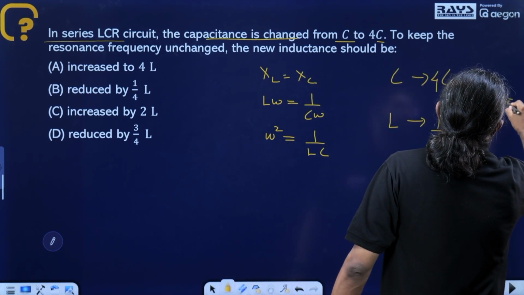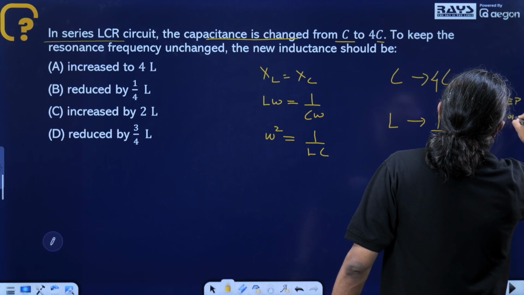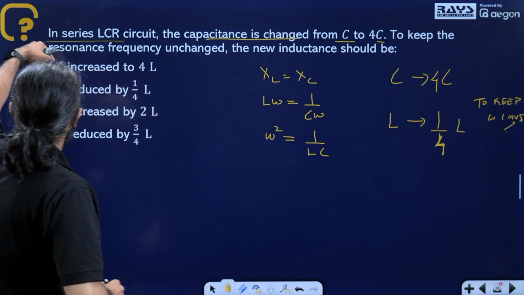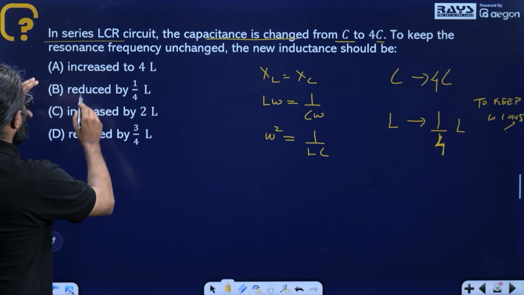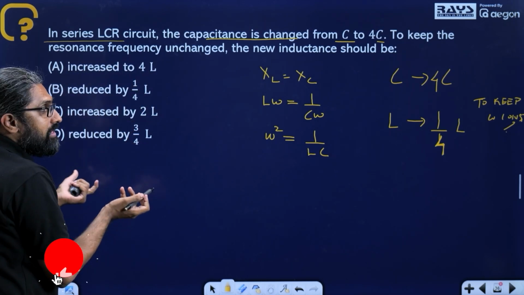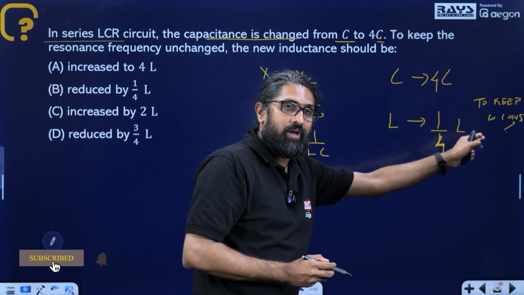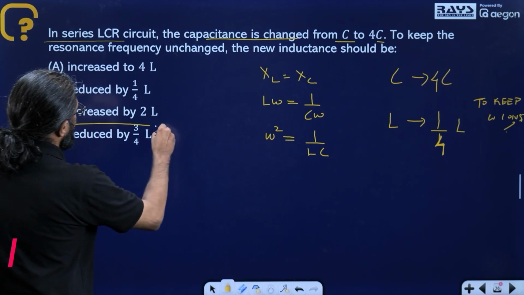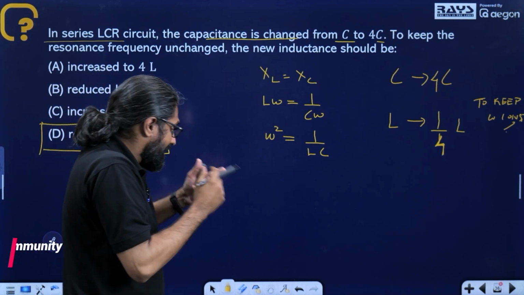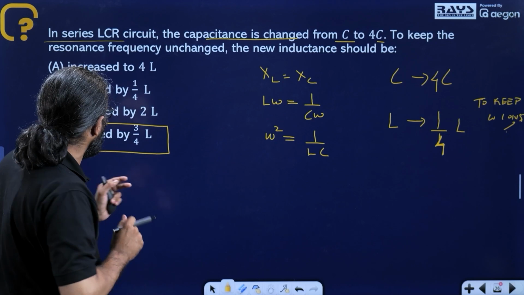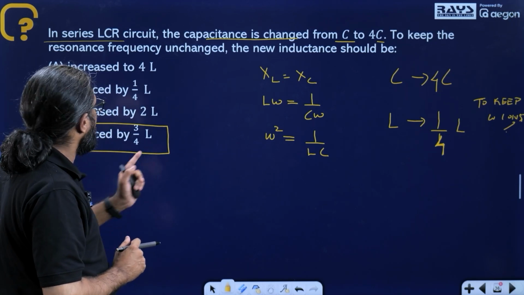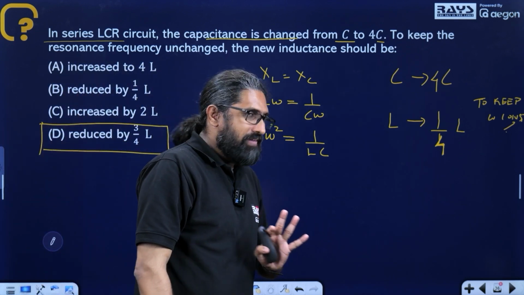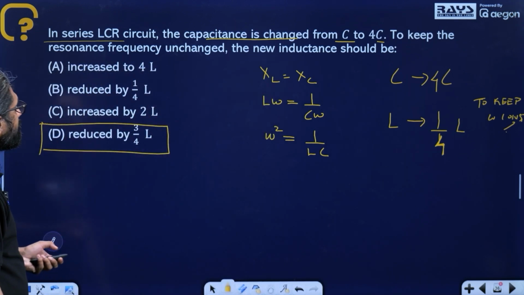L should become 1 by 4 times of L, to keep omega constant. Now, the problem is that the options say increased by, decreased by. If L should become 1 by 4 L, it has to be reduced by 3/4 of L. So, the correct answer will be reduced by 3 by 4 L. That is the correct answer. What a simple question, resonance question. It's a very simple question, very straightforward.